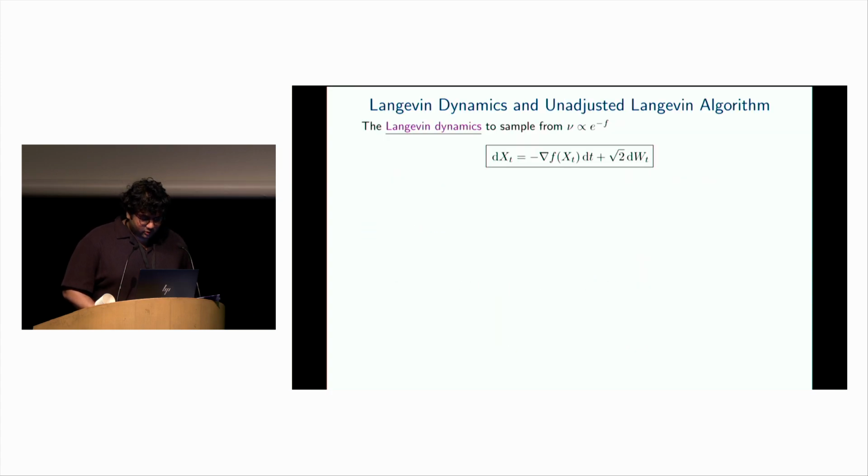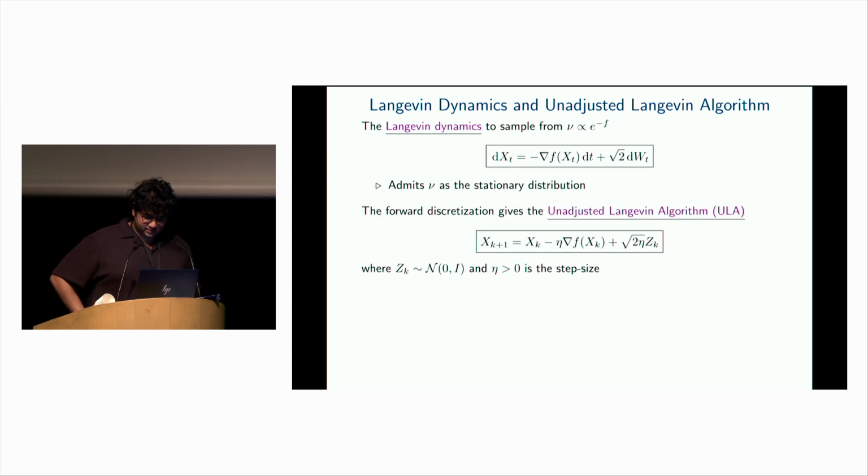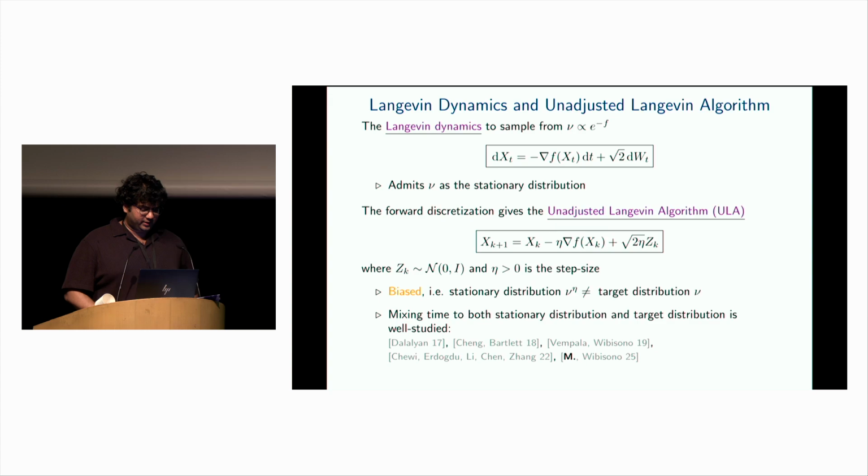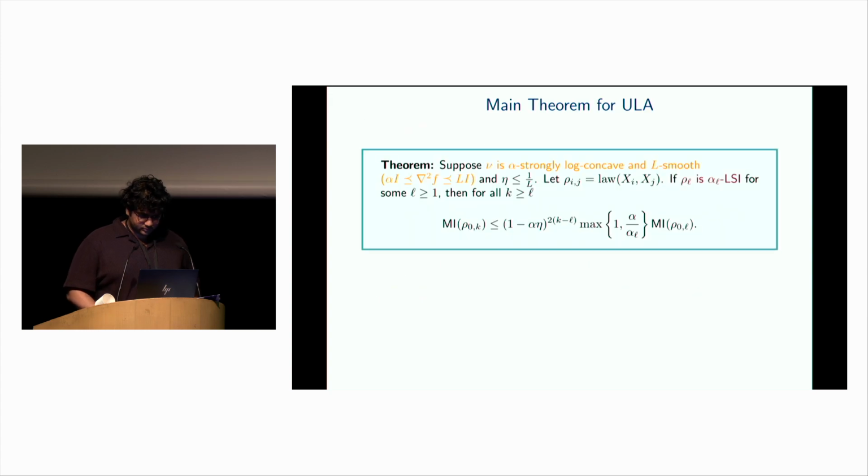So now let me talk about the ULA. The Langevin dynamics to sample from nu is the following SDE, which has the correct target distribution as the stationary distribution. A simple forward discretization gives rise to the unadjusted Langevin algorithm. This is a biased discretization of the dynamics, so the stationary distribution is not the target distribution, and the mixing time of these Markov chains is very well studied.